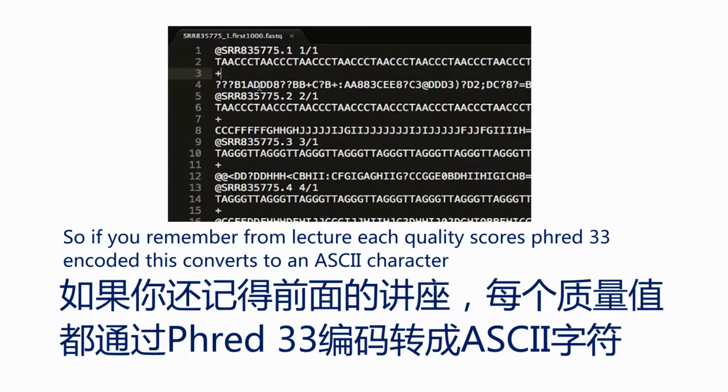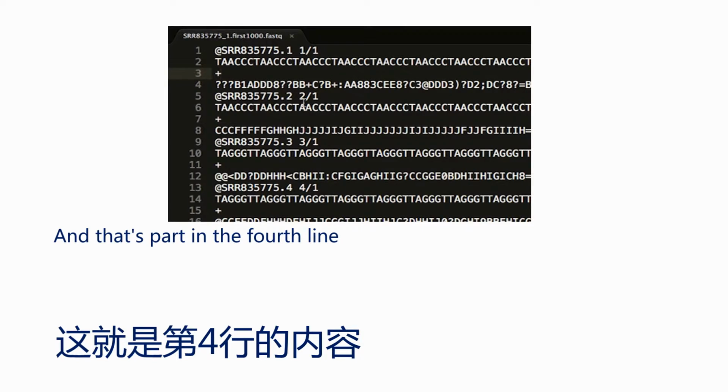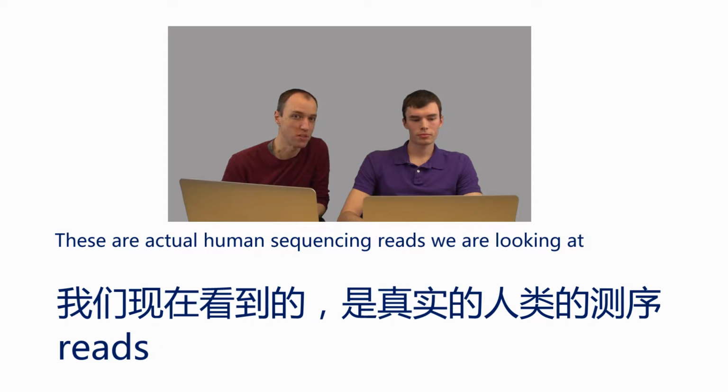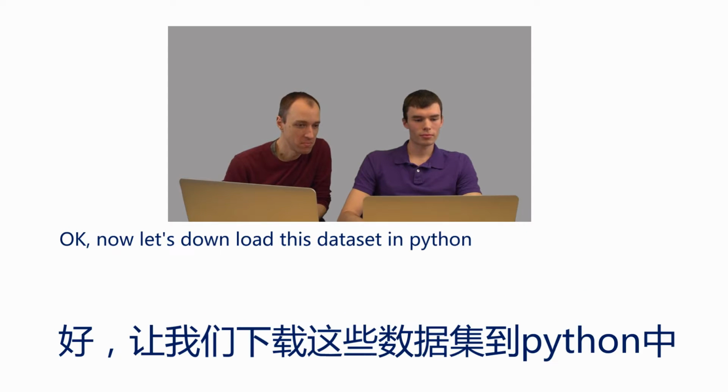So if you remember from lecture, each quality score is Phred33 encoded. This converts it to an ASCII character, and that's what's printed in the 4th line here. So this file is sequencing reads from a real human being. These are actual human sequencing reads we're looking at.